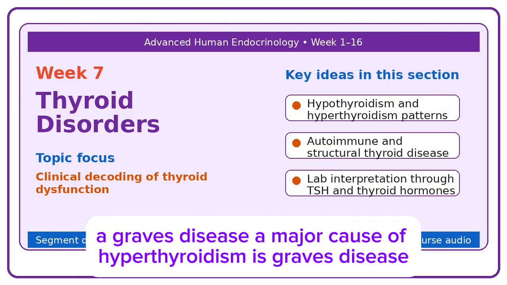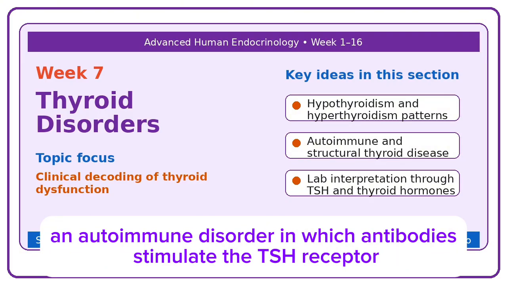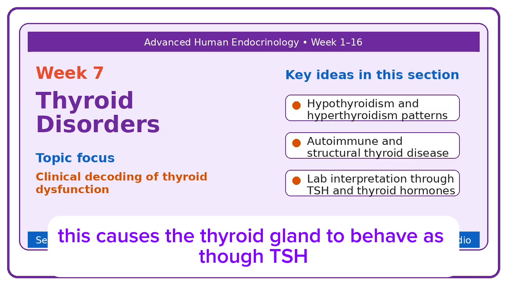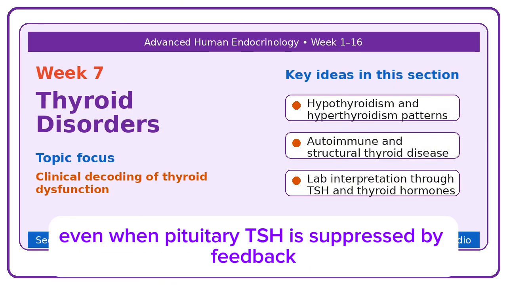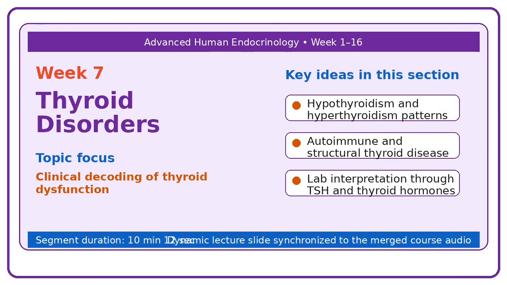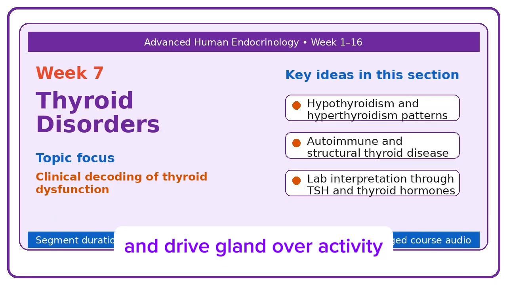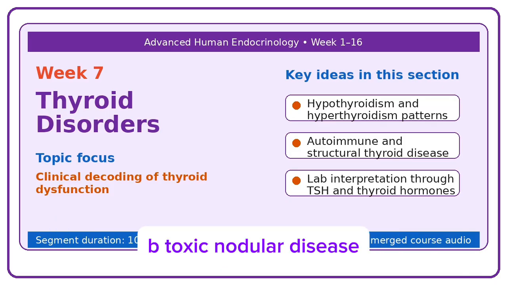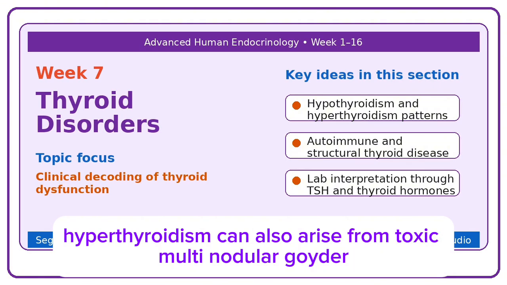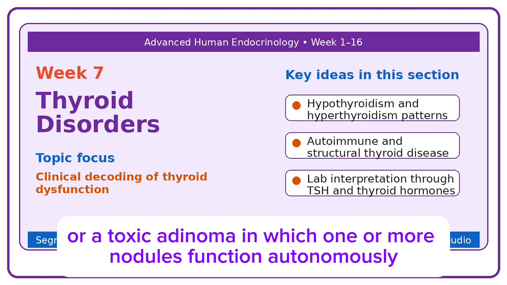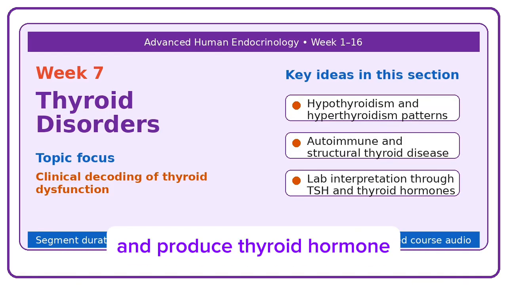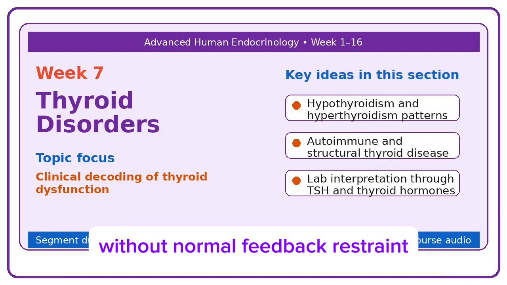A. Graves' disease. A major cause of hyperthyroidism is Graves' disease, an autoimmune disorder in which antibodies stimulate the TSH receptor. This causes the thyroid gland to behave as though TSH were persistently high, even when pituitary TSH is suppressed by feedback. Graves' disease illustrates how an antibody can mimic a trophic hormone and drive gland overactivity. B. Toxic nodular disease. Hyperthyroidism can also arise from toxic multinodular goiter or a toxic adenoma, in which one or more nodules function autonomously and produce thyroid hormone without normal feedback restraint.